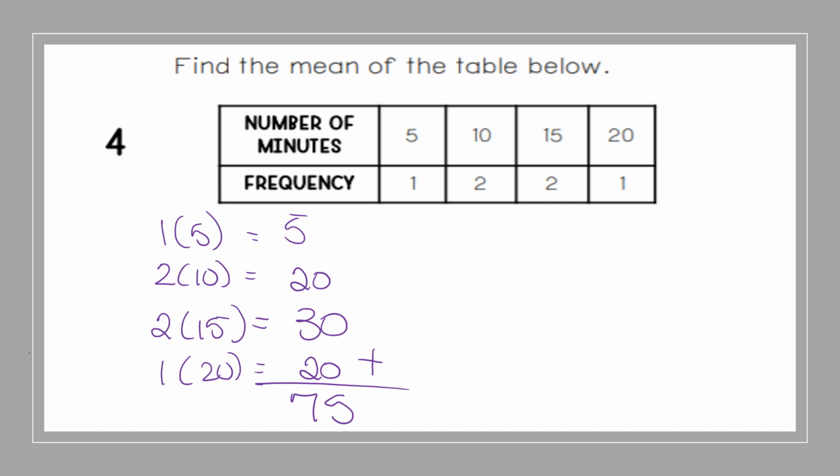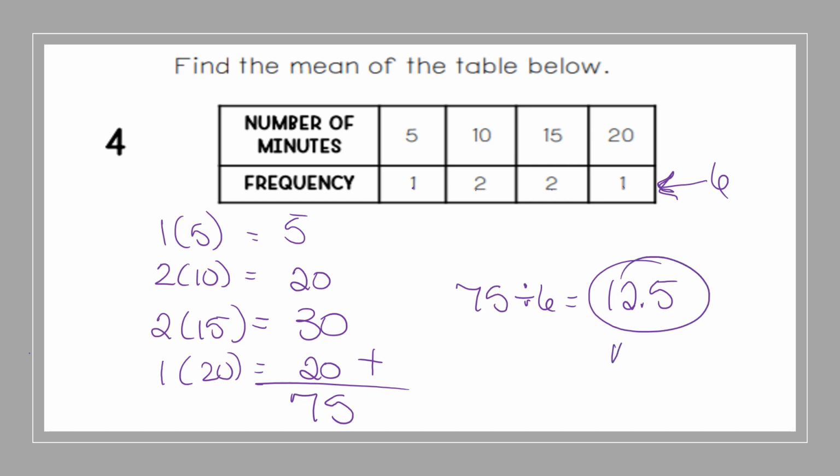Then you got to think, how many total values do I have? You need to count the frequency numbers here. So there's 1 plus 2 plus 2 plus 1. So there are 6 values in that series. So we're going to take 75 and divide it by 6. And so our mean for this one would be 12.5. Remember, the mean is the average.